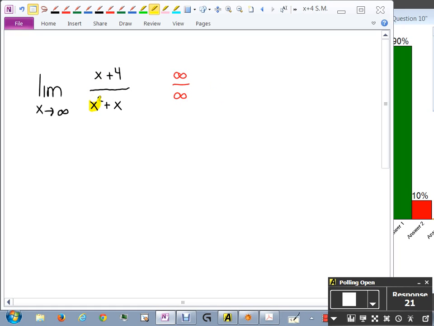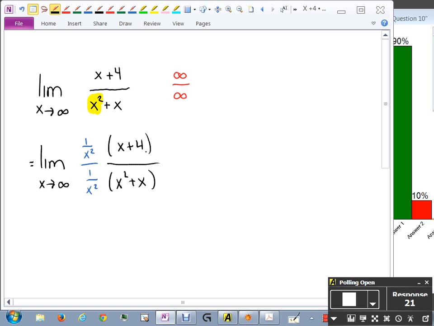Find the highest power of the denominator. Come through and multiply top and bottom by 1 over that power of x. And then what do we have here? x plus 4 on top, x squared plus x. Let's multiply that through. Tell me what I get on top.